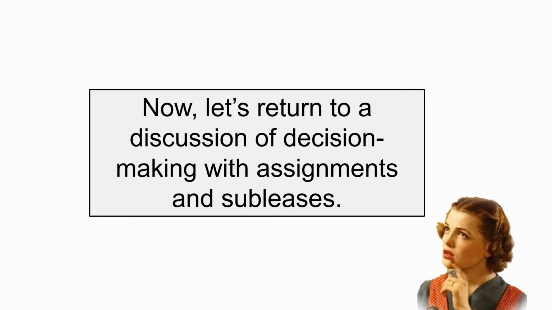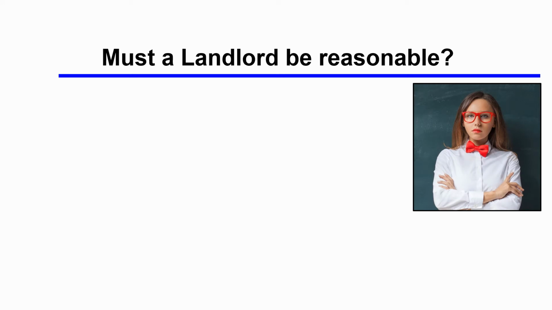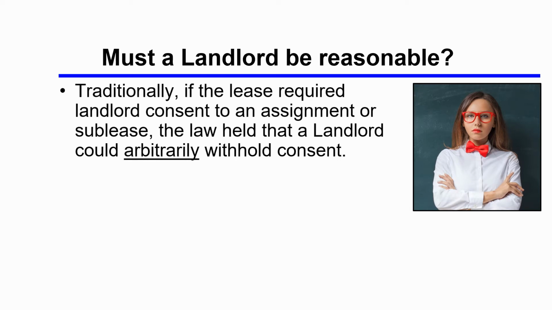Now, let's go back to the discussion we were having of decision-making with regard to assignments and subleases. Does a landlord have to be reasonable if a landlord withholds consent under one of those clauses that we've been talking about? Well, traditionally, the answer to that question was no. The landlord didn't have to be reasonable. If the lease required landlord consent to an assignment or a sublease, the law said the landlord could arbitrarily withhold consent. And since the landlord could do that, the landlord might use the consent clause as leverage to get some money out of the tenant.